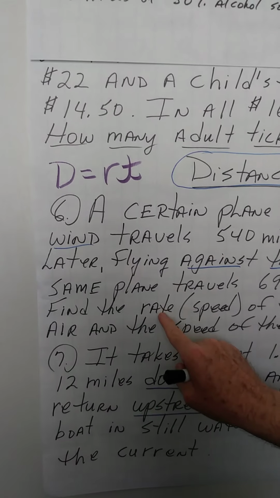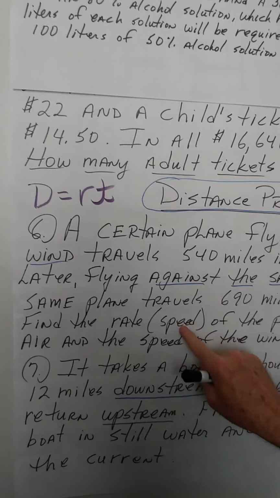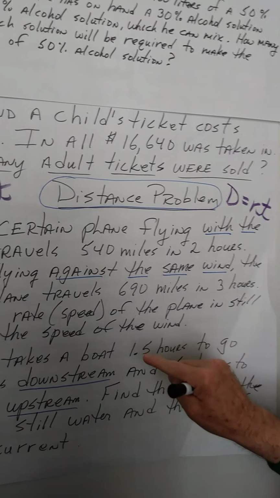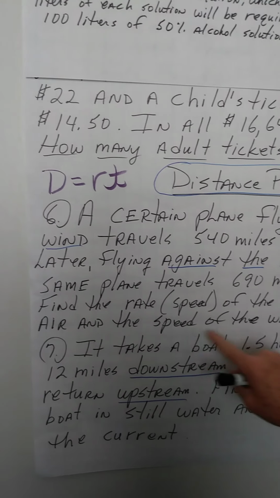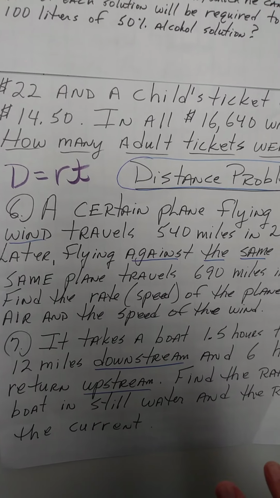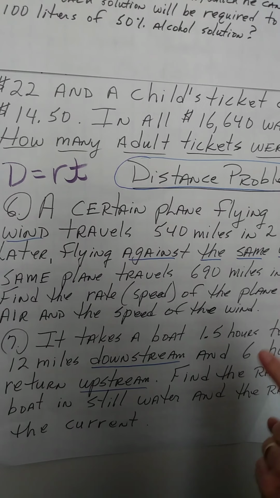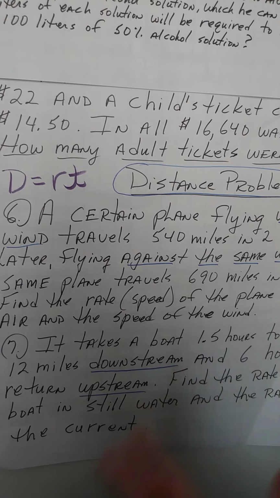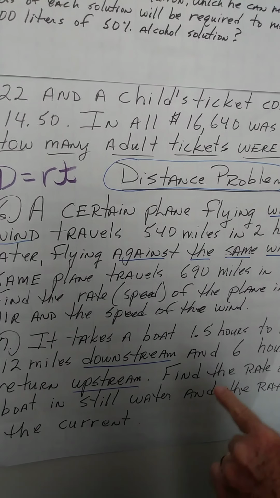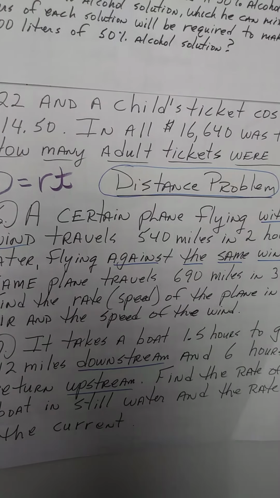Find the rate or the speed. They mean the same thing. Find the rate of the plane in still air and the speed of the wind. There's two answers that we need for number 6. We need the rate of the plane, how fast the plane will be going, and we need the rate or the speed of the wind.